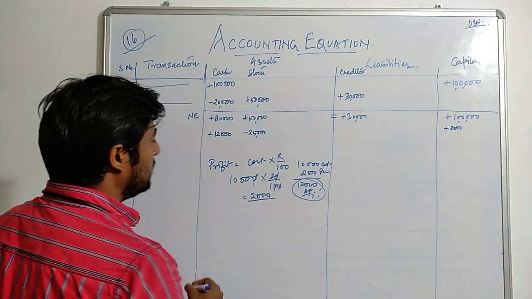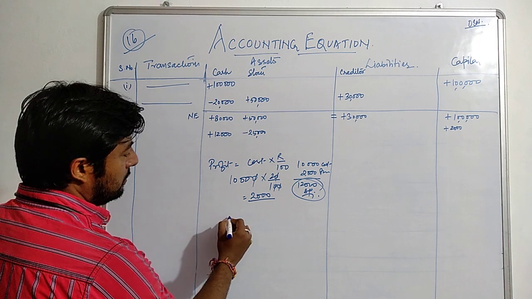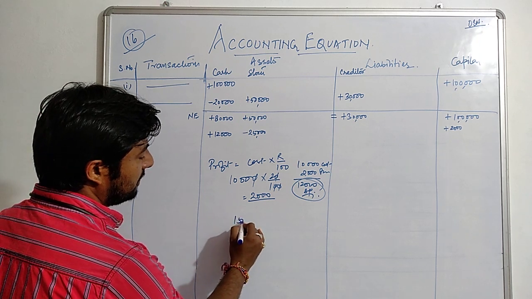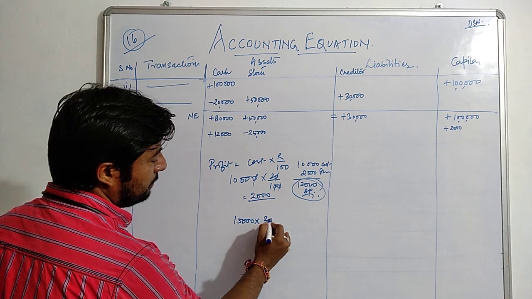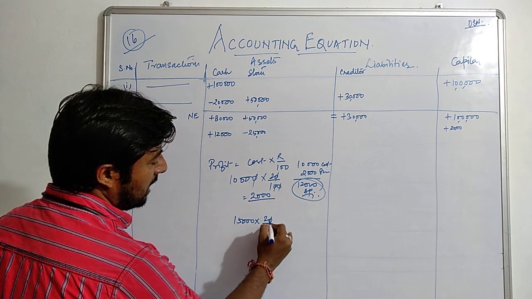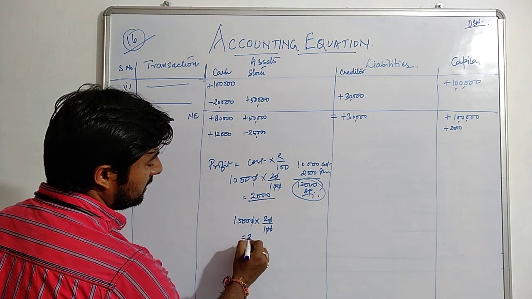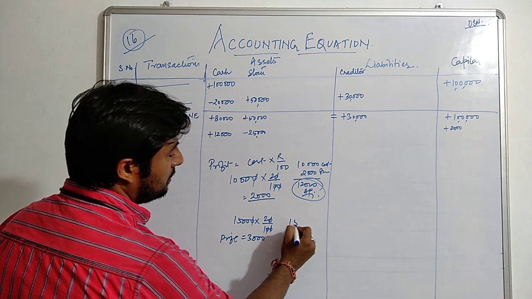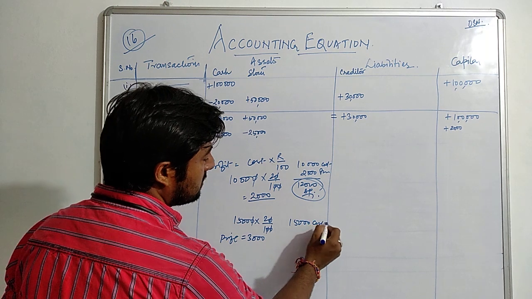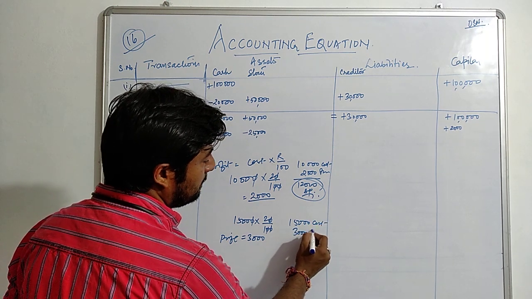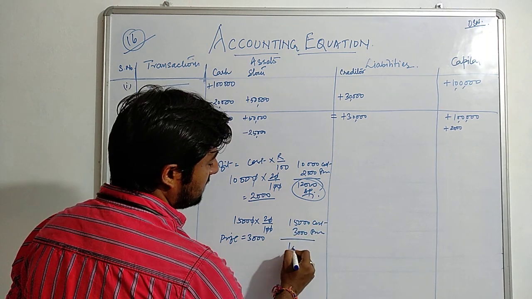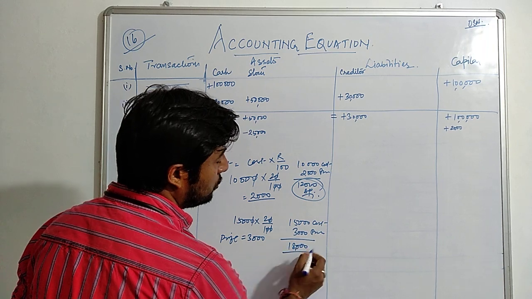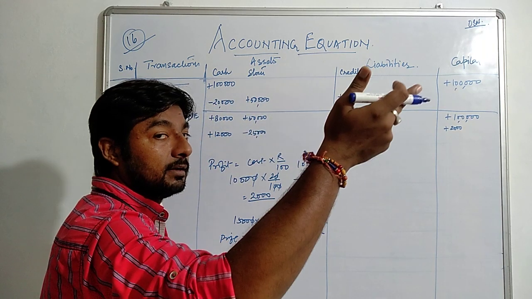Now about the credit transaction. What is the cost? Cost is 15,000. Rate of profit is 20%. How much? Tell me. 3,000 is the amount of profit. Now 15,000 is the cost, 3,000 is the profit. That means 18,000 we are going to get later, right?